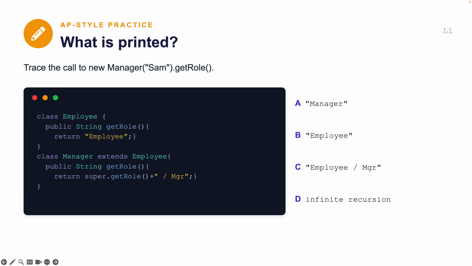All right, what is printed? Trace the call to new Manager with the argument Sam, dot getRole. Pause the video and I'll let you try.